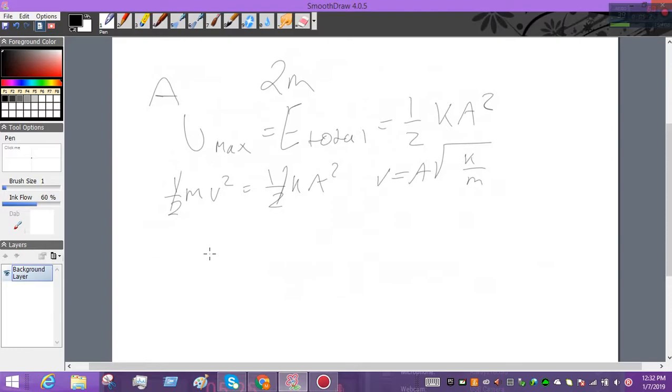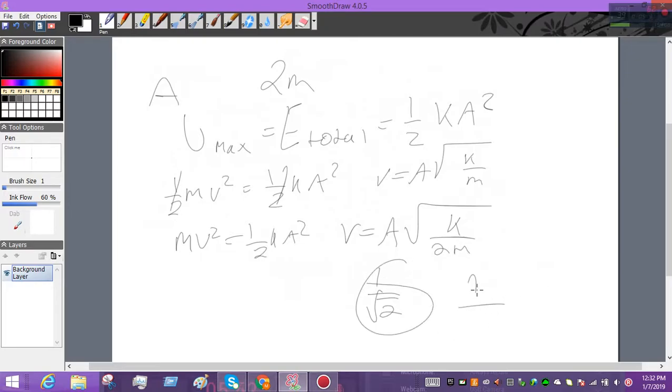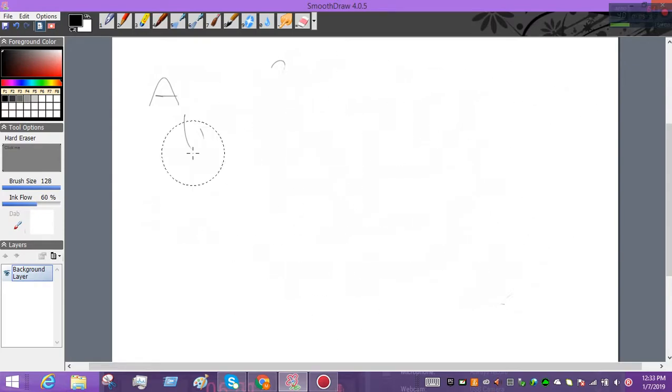If we do this the second time, we get mv squared equals 1/2 ka squared. So if we do the same thing, we get v equals a times the square root of k over 2m. If we look at this, the difference is by a factor of 1 over the square root of 2. So we know that it will decrease by a factor of square root of 2, because it's 1 over. If it was just square root of 2, then it would increase by that factor. But since it's 1 over square root of 2, it would decrease by that factor. So the velocity of the two-mass system will be decreased by a factor of square root of 2.